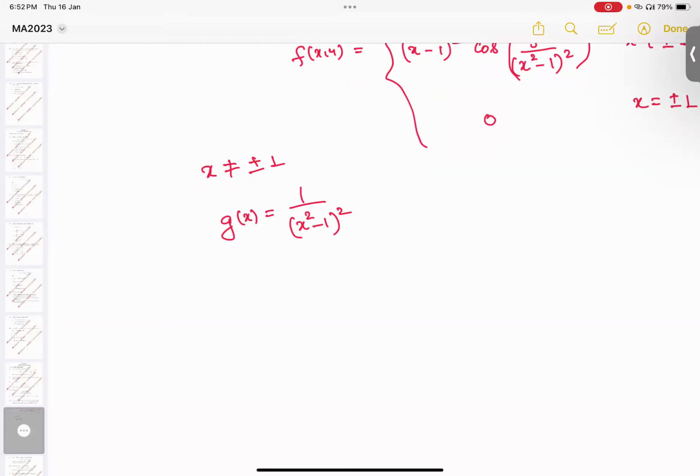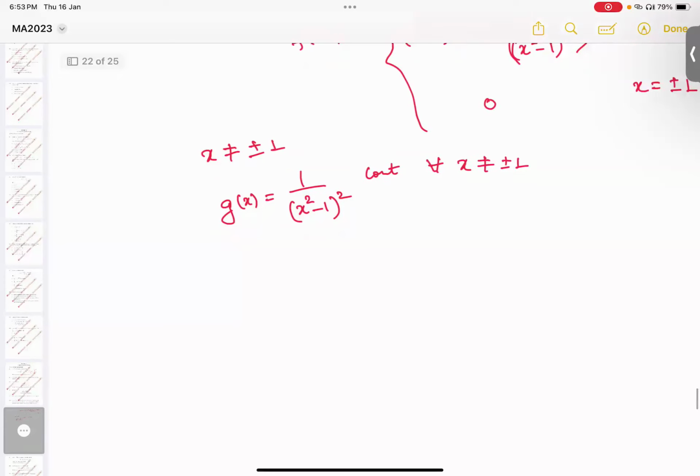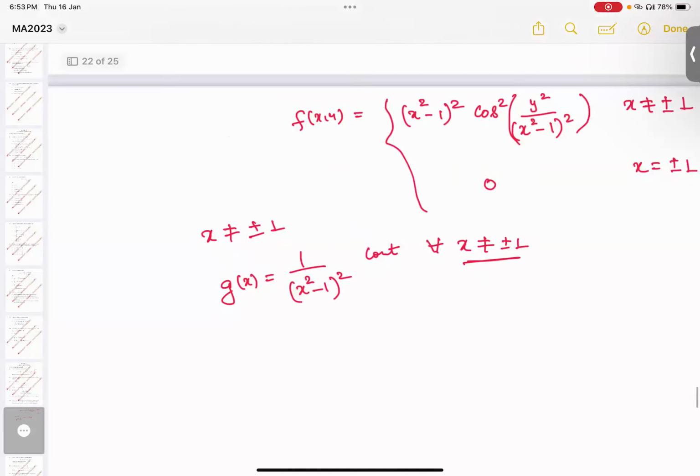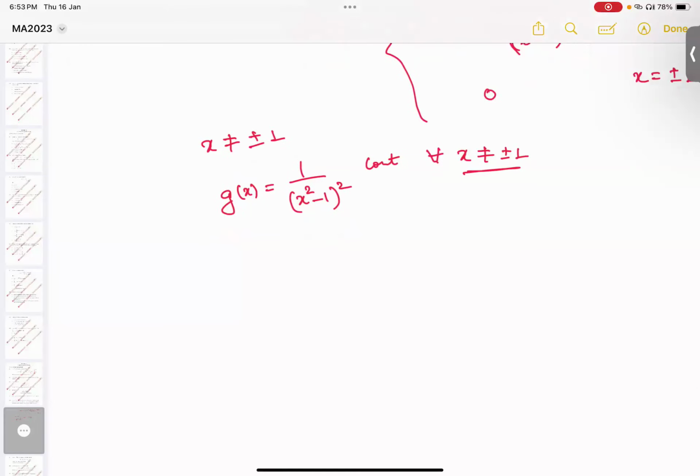Yes, sir. It's continuous. So this is continuous for all x not equal to plus or minus 1. Because this is not in our domain, you can say this is continuous everywhere, right? So again, where this function is continuous, say h(y) equals y square.